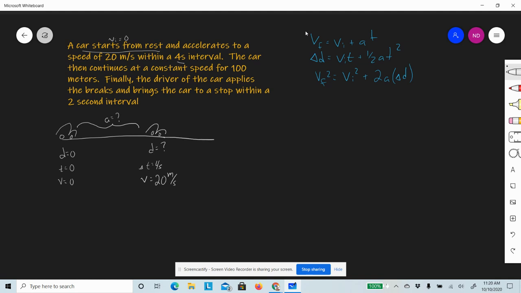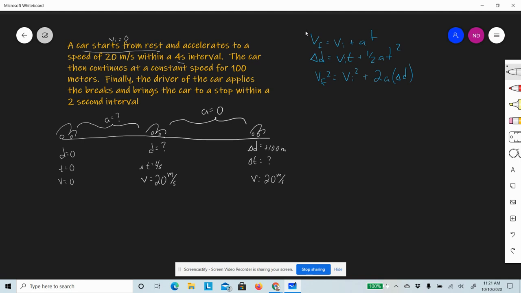Then the car continues for a bit. The car continues for 100 more meters. We don't know how long it takes, but we do know that it continues at a constant speed. So it was at 20. This speed is still going to be 20 meters per second. It was moving at a constant rate. It wasn't speeding up. It wasn't slowing down. They didn't mention anything about turning. So in this stretch here, the acceleration is 0.